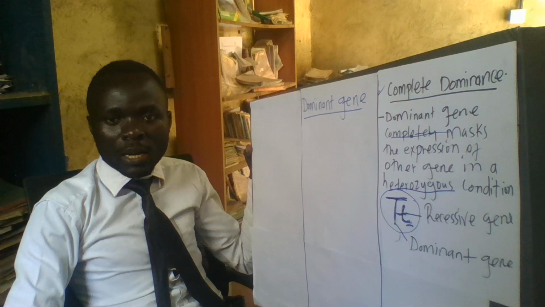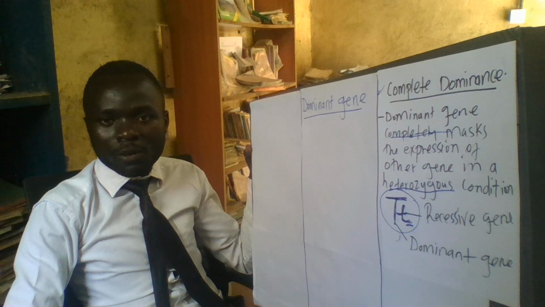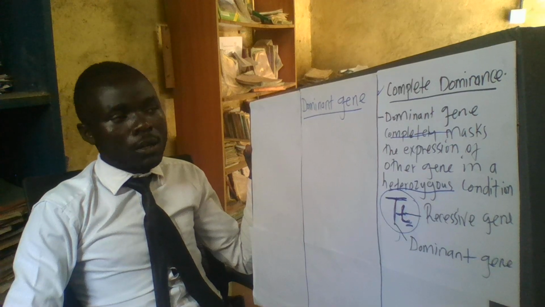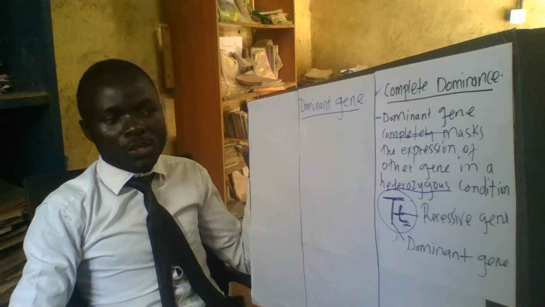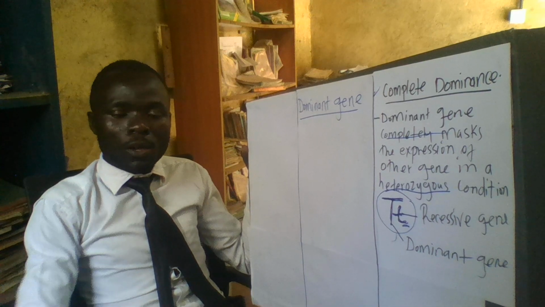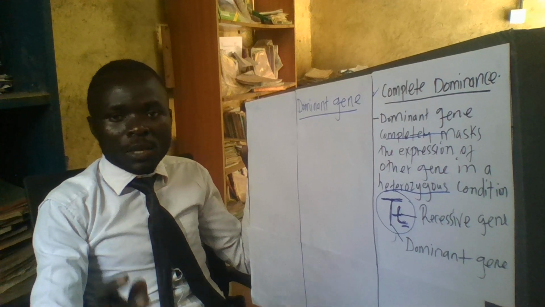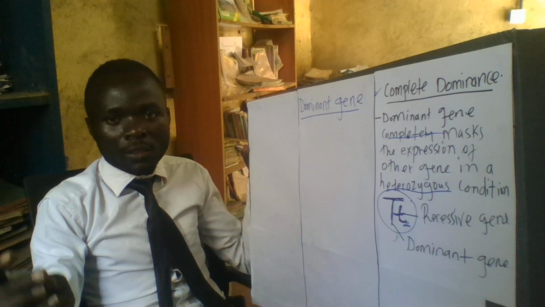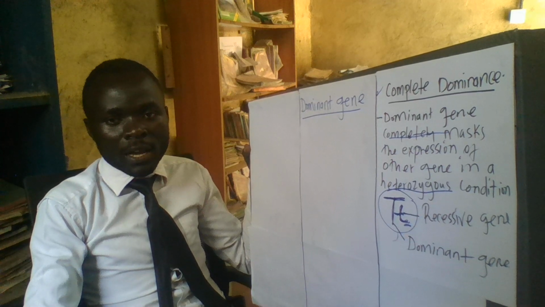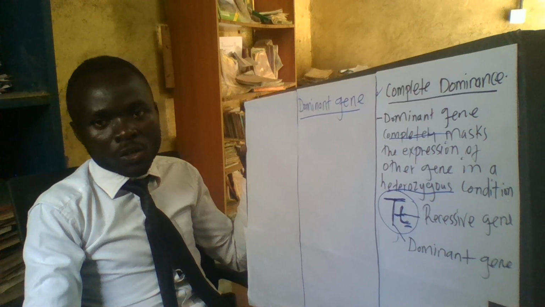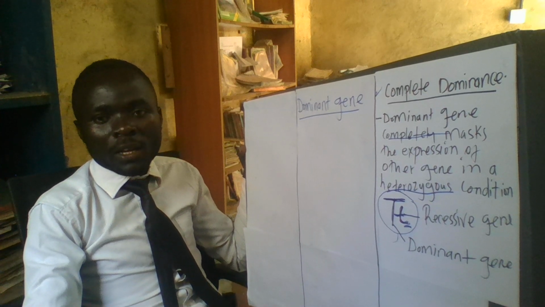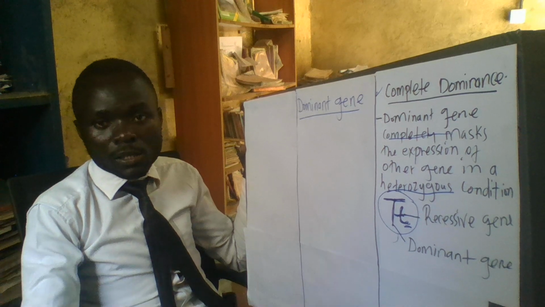Today I'm glad to take you through a biology lesson in Form 4 under genetics. It is called complete dominance. At the end of this lesson, you are going to know how to describe complete dominance. You will also be able to define some terms including the homozygous, the heterozygous, the homozygote, the heterozygote. You will also be able to define the dominant gene and recessive gene.